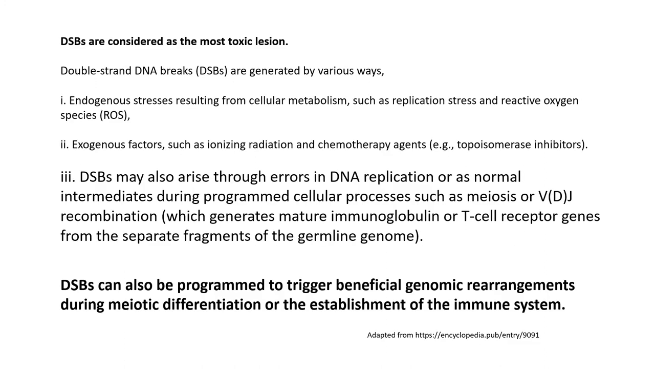Double-strand breaks are considered the most toxic lesion. These DSBs are generated in various ways, which are already known to you: the endogenous stresses or the exogenous factors. Besides these, DSBs may also arise through errors in DNA replication or as normal intermediates during programmed cellular processes such as meiosis or VDJ recombination, which generates mature immunoglobulin or T cell receptor genes from the separate fragments of the germline genome. These DSBs can be programmed to trigger beneficial genomic rearrangement during meiotic differentiation or the establishment of the immune system. So, DSBs are kind of double-edged swords. They are harmful on the one hand, but we can also exploit them in certain cases.